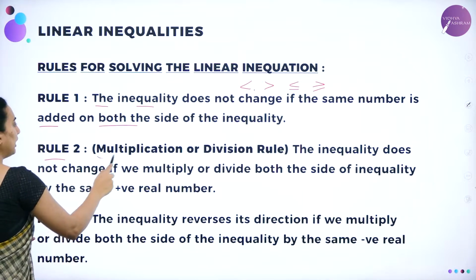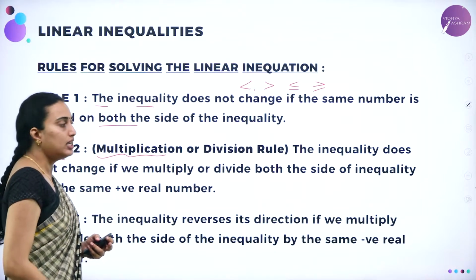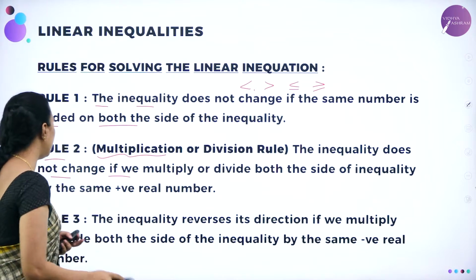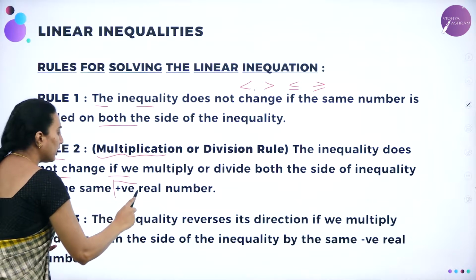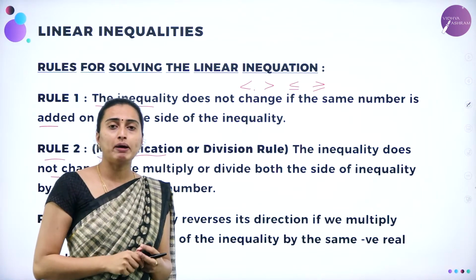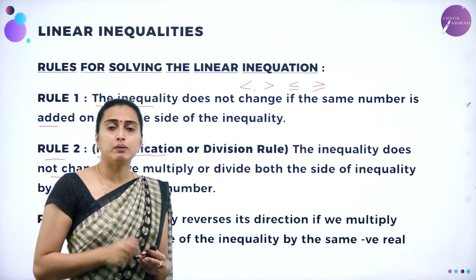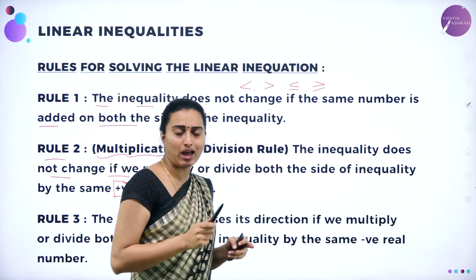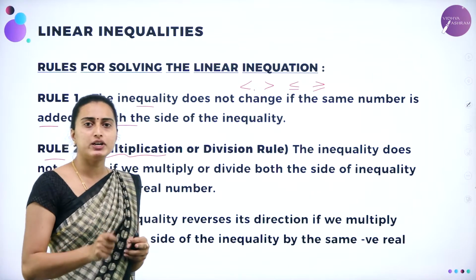Next, that is rule 2, the multiplication or division rule. The inequality does not change if we multiply or divide both sides of the inequality by a positive real number. This is very important, dear students. If you multiply or divide by plus 2, divide by plus 3, multiply by plus 2, multiply by plus 3, both sides of the inequality, then the inequality will never change.